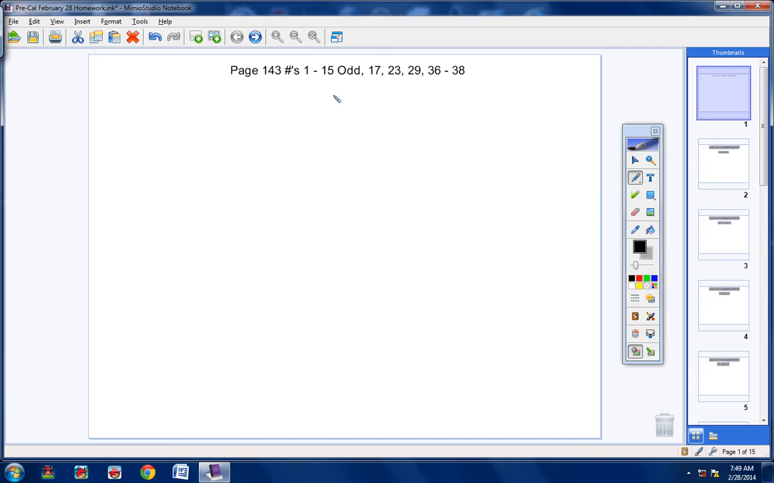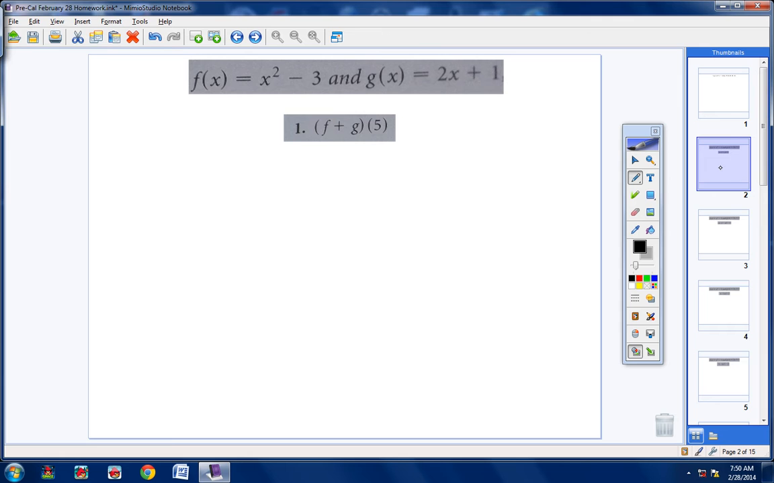Here's the assignment right here in front of you. So let's go ahead and get started and help you with these homework problems, and hopefully I will be able to answer any questions that you have. On page 143, numbers 1 through 9, the odds, the directions simply say find each of the following if it exists. So let's start with number 1.